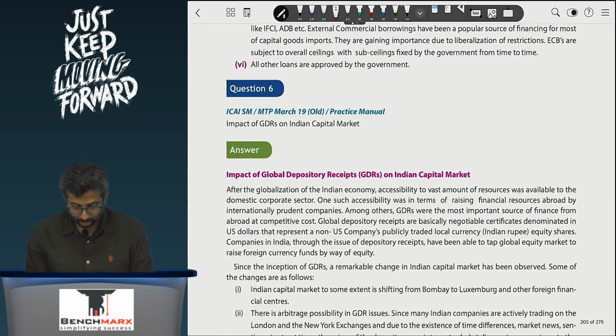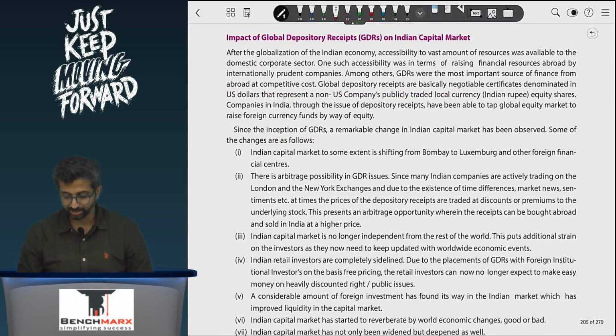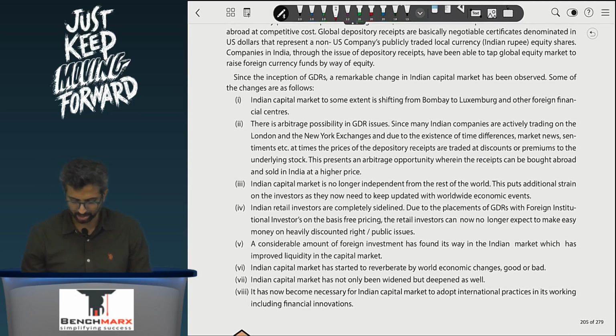Okay, impact of GDR on Indian capital market. Well, GDR, global depository receipts, have helped Indian companies raise funds from foreign retail investors as well, and that has reduced their overall cost of financing and ease of financing, where Indian investors were not necessarily there. The problem in a GDR is the Indian investors are sidelined. You don't really raise money from the Indian investors, so Indian investors being sidelined is a problem.